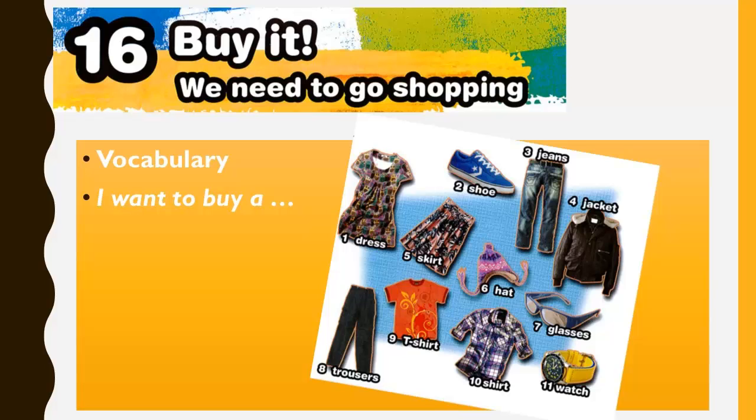jeans. 4, jacket. 5, skirt. 6, hat. 7, glasses. 8, trousers. Do you want to spell trousers? T-R-O-U-S-E-R-S. Number 9, t-shirt, and number 10, shirt. Finally, the 11th, a watch.